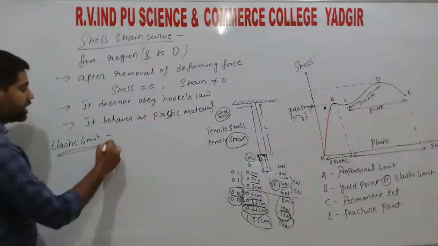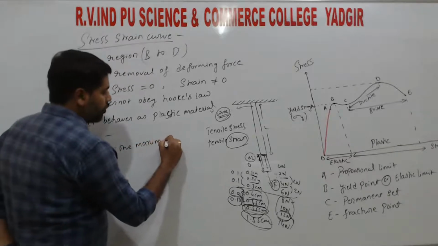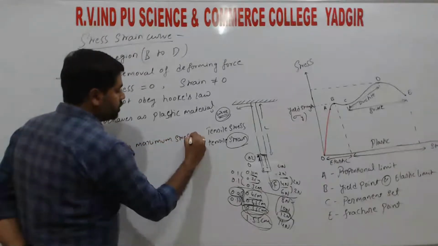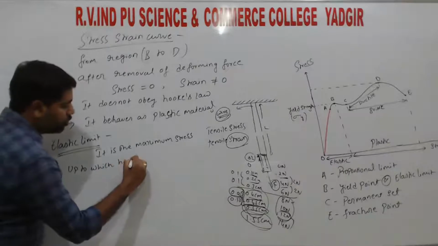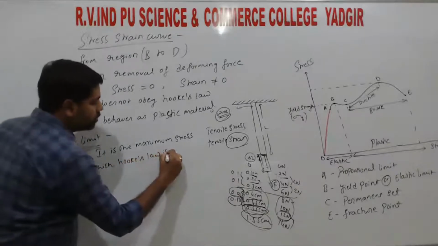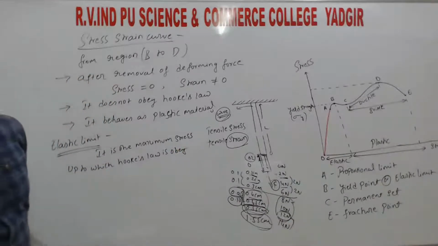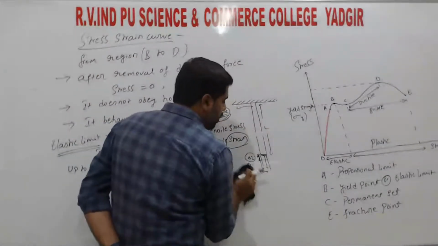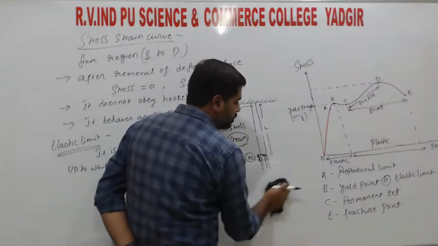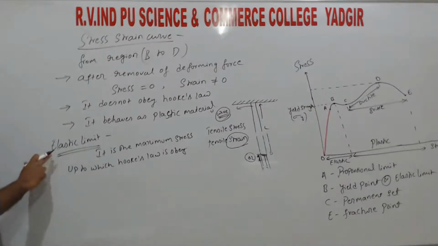It is the maximum stress up to which Hooke's law is obeyed, right? So as far as Hooke's law is obeyed, up to there whatever stress we apply, that point we call the maximum point. So the maximum point up to which Hooke's law is obeyed, we call the elastic limit or yield point, right?